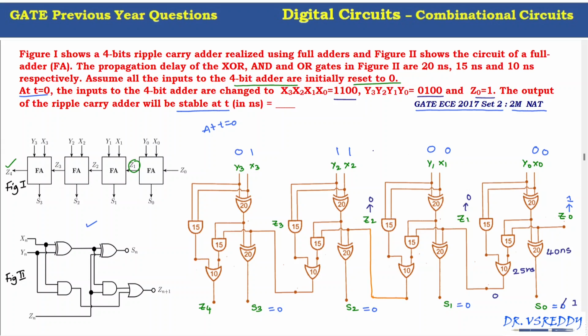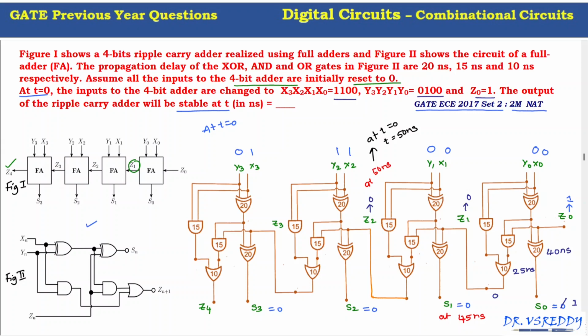Now if we observe, 25 plus 20, at 45 nanoseconds this S1 is 0. Similarly, 25 plus 15, that is 40 plus 10, so at 50 nanoseconds z2 is 0. If you observe, the z2 value is 0 at t equal to 0 as well as at t equal to 50 nanoseconds.